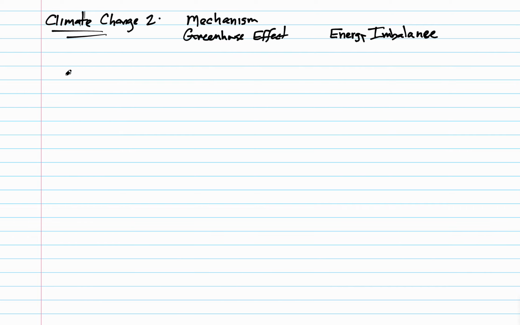Today's topic is the mechanism of the greenhouse effect. Climate change number 1 was just definition and observation. Here we're getting to the mechanism specifically of the greenhouse effect, and ultimately we're heading towards the concept of an energy imbalance that is produced by the greenhouse effect. In order for us to get there, we need to do some drawings, and we need to recall some stuff that you have learned in high school and maybe even elementary school.